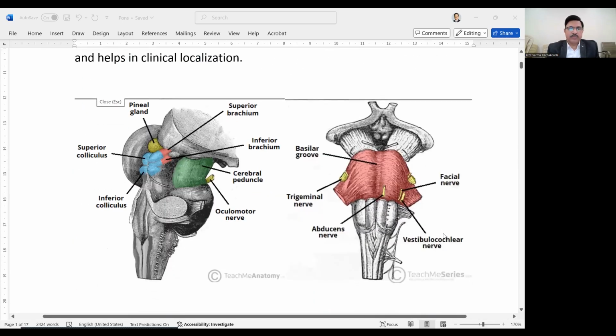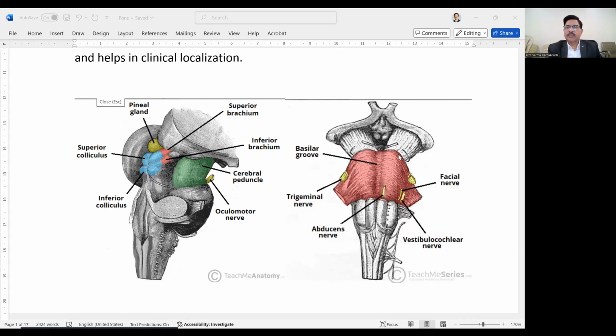The left diagram is from Gray's anatomy. That shows the pineal gland, which we saw last time, and then the superior colliculus, which is about the optic connections, and the inferior colliculus about the auditory connections, and these are the superior and inferior brachia of the superior cerebellar peduncle. All that is midbrain. Below that, this area is the pons. This pons is between the midbrain and the medulla oblongata. The medulla is here, and this is the pons there. This is the side view.